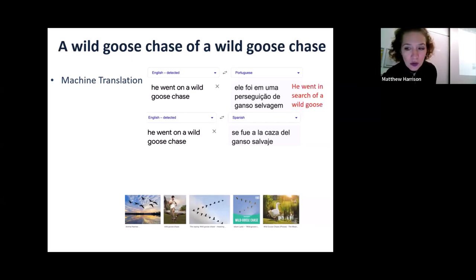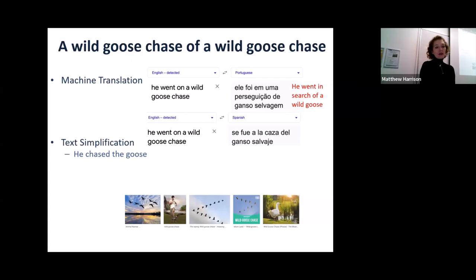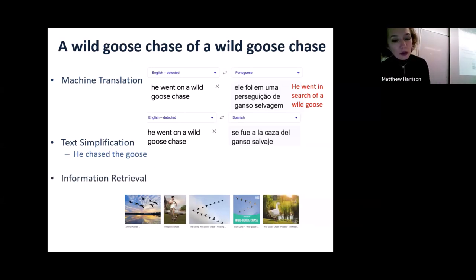And if I wanted to do some text simplification, I may end up with a sentence that completely lost its meaning, that somebody chased geese. Well, what I wanted to tell was about a fruitless pursuit. And if I do information retrieval, I get all these lovely images of birds flying and so on.